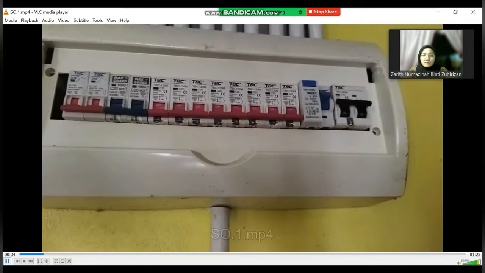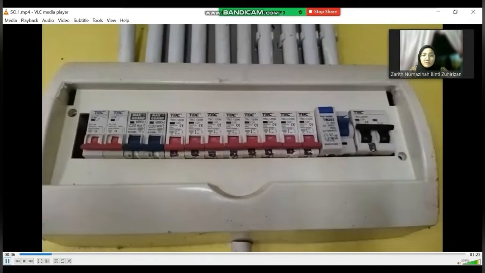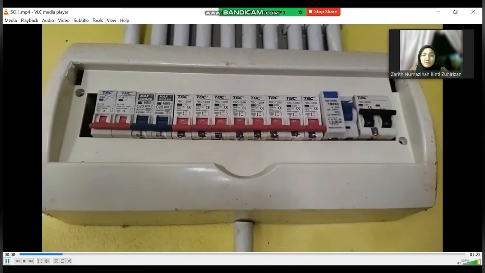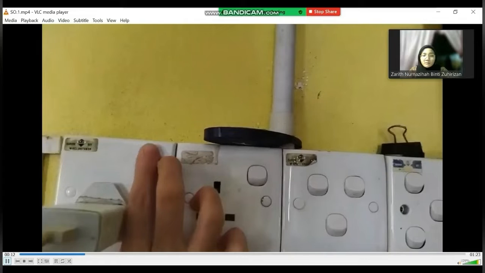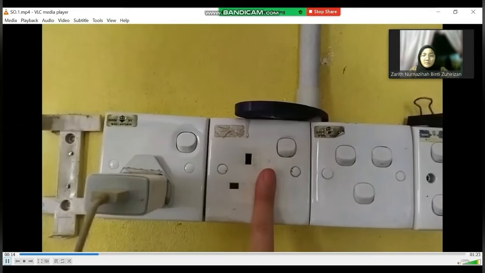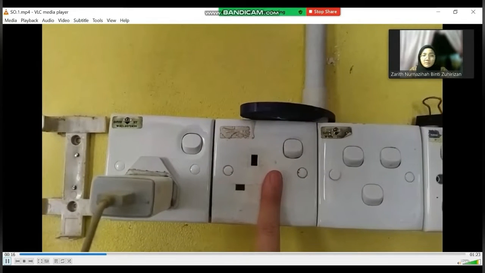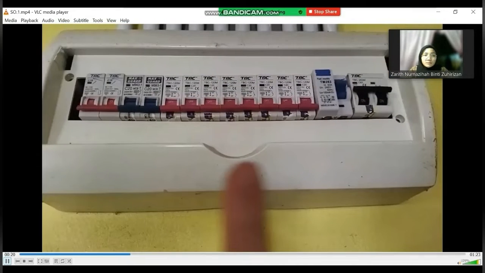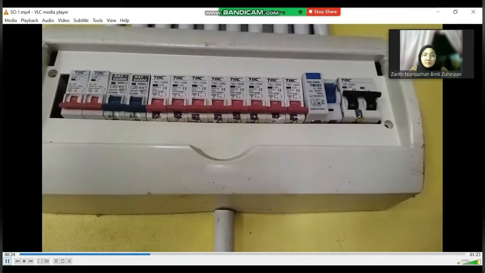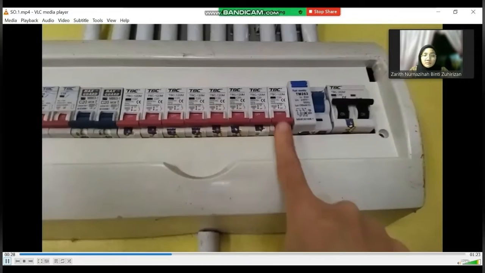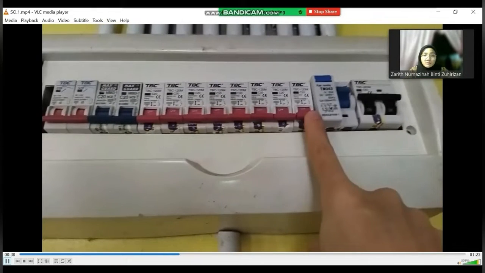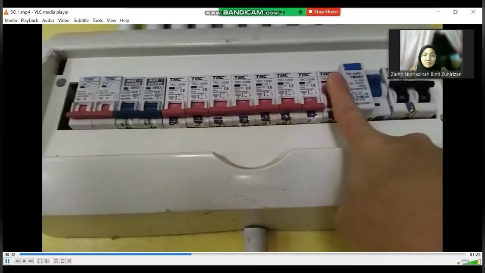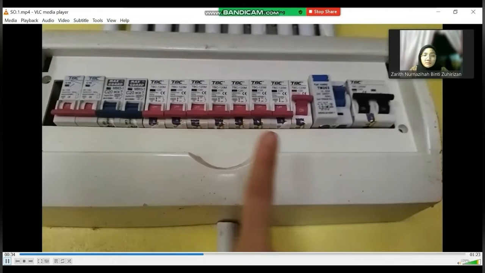This is the distribution board at my house, in my living room. I want to check socket outlet number 1 and socket outlet number 2. So, based on the MCB, firstly I turn off the MCBs here. There are 12 in total. So I will turn on the MCB number 12, and then the rest will be off.